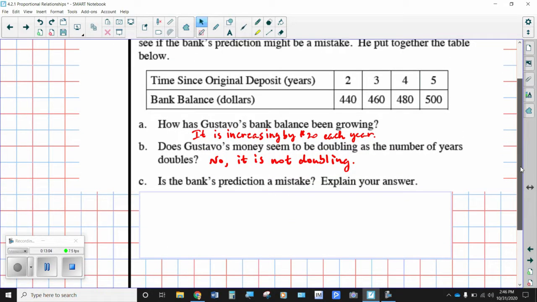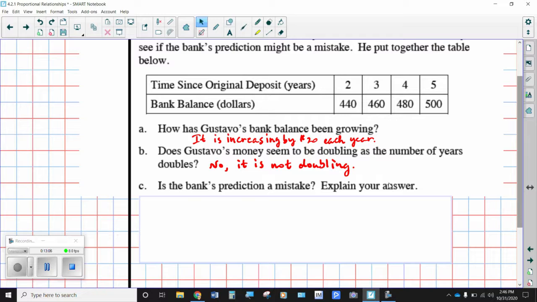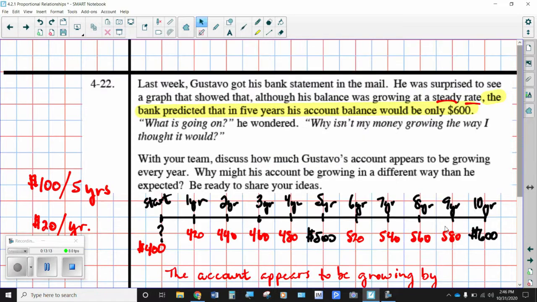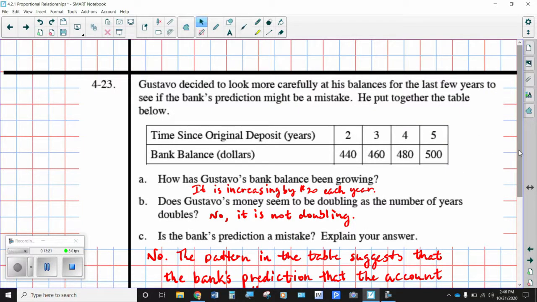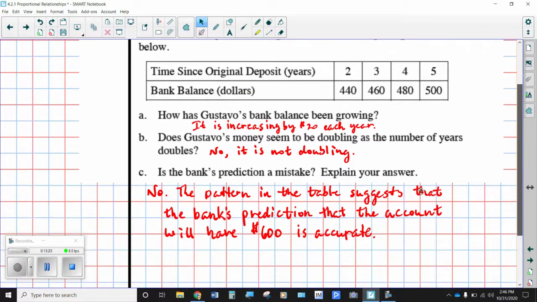Is the bank's prediction a mistake? Well, based on the fact that this agrees with what we had said here in this number line, and the bank was saying after year 10 it should be 600, I would say no. I would say the bank's prediction does appear to be accurate.